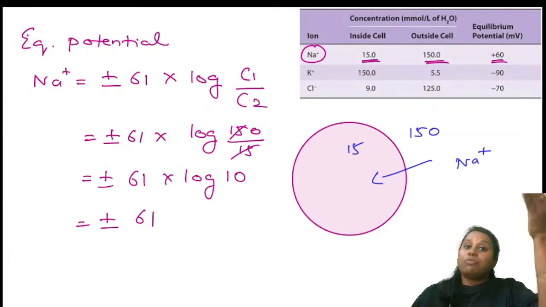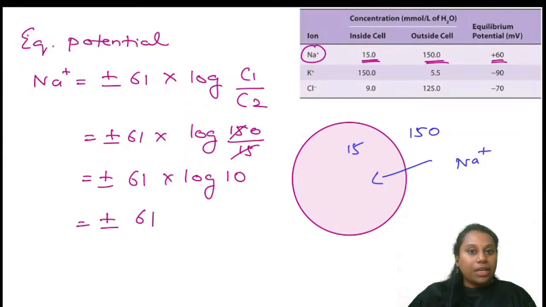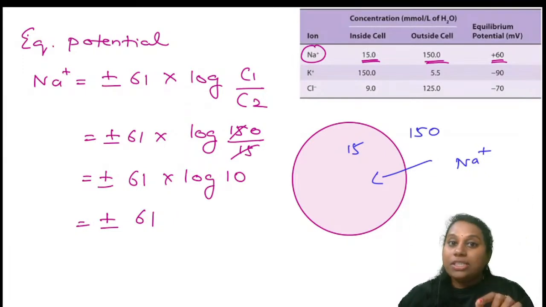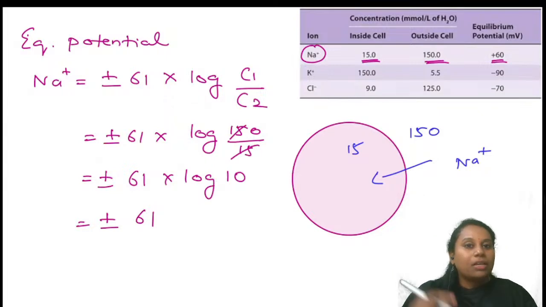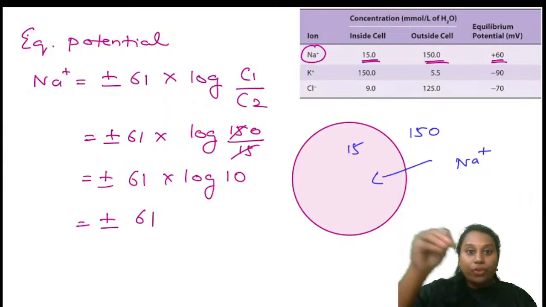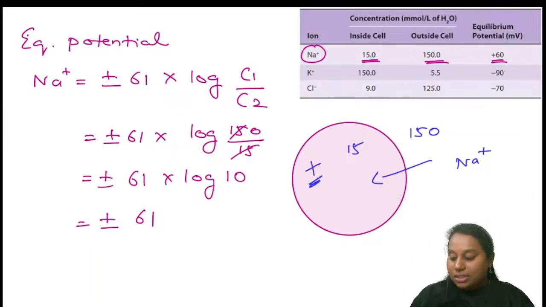So obviously it will run from 150 to 15, which means outside to inside. So sodium is running from outside to inside to reach the equilibrium potential. In an attempt to reach the equilibrium potential, what charge is sodium adding into the cell? Sodium is a positive ion. It is moving inside. It is adding positivity inside the cell. So the answer is plus 61.